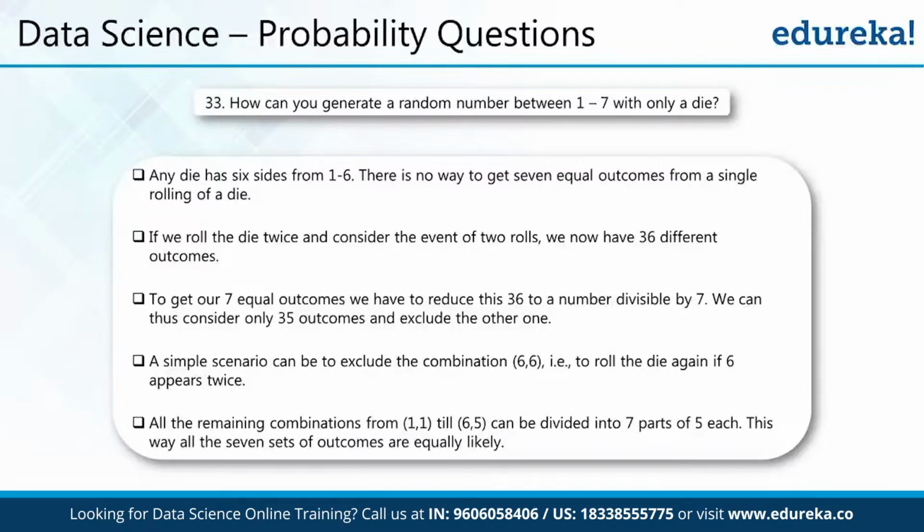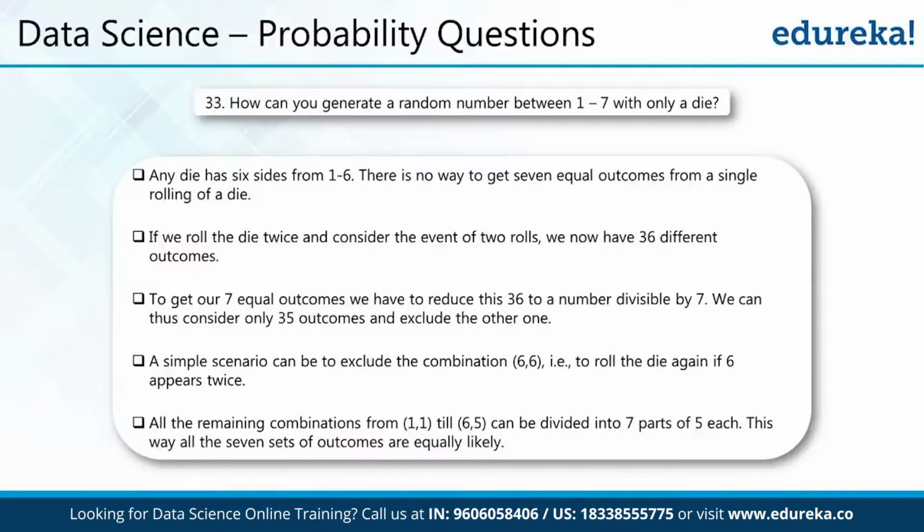So first we have to find a number which is divisible by 7, which is close to 36. So maybe we can exclude one of the possibilities from the 36 combinations we have and keep only these 35 possible outcomes. So like excluding maybe 6, 6. This possibility if we remove, we are left with the remaining 35 possible outcomes. So with this one reduction in the possible outcomes, all we are left with is all the possible combinations starting from 1, 1 till 6, 5, right?